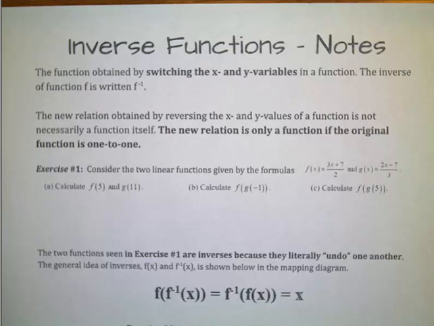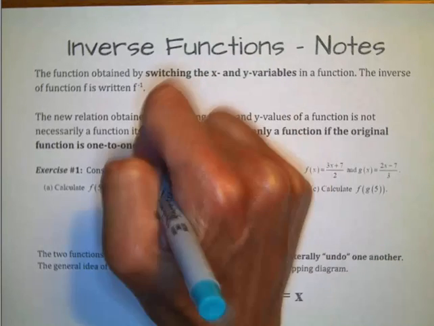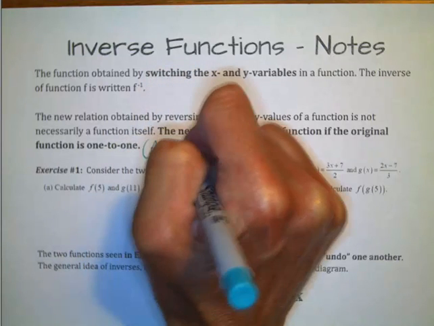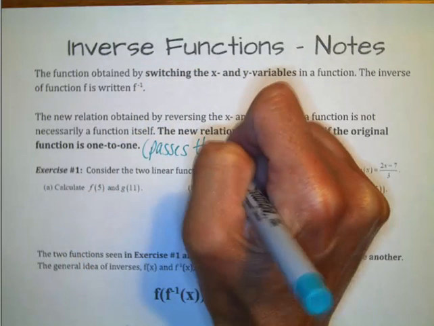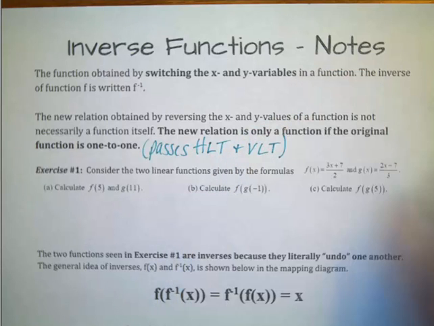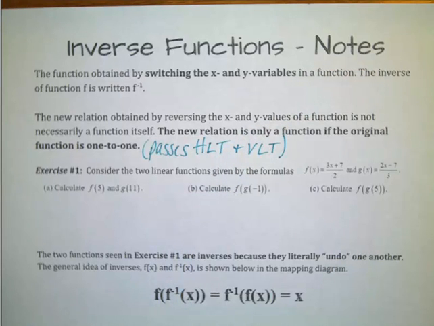The new relation is only a function if the original function is 1-to-1, and that means it passes the horizontal line test and the vertical line test. So when you look at it, and we'll discuss it in our last exercise, a horizontal line only touches once and a vertical line only touches once.